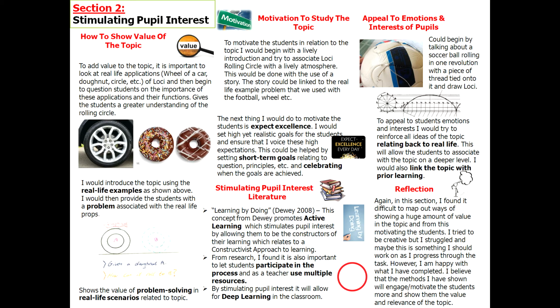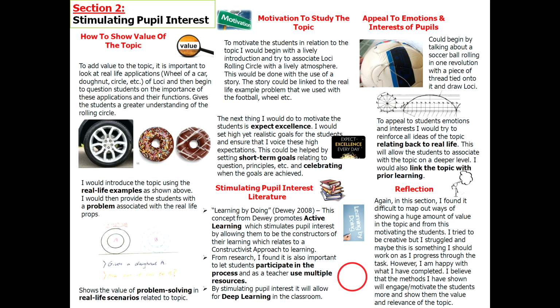In relation to motivating students, giving real life examples based on students' interests motivates students in relation to the topic, the rolling circle. This will be done with the use of a story. The story could be linked to the real life example problem that we use, with the football or a wheel.